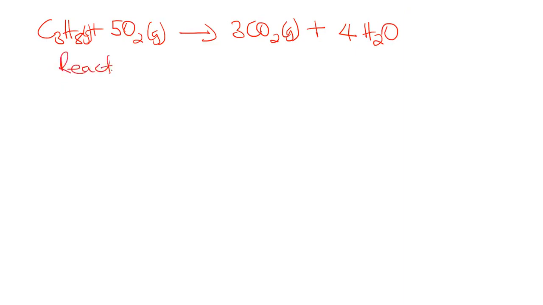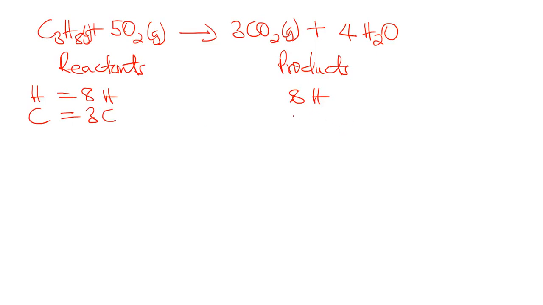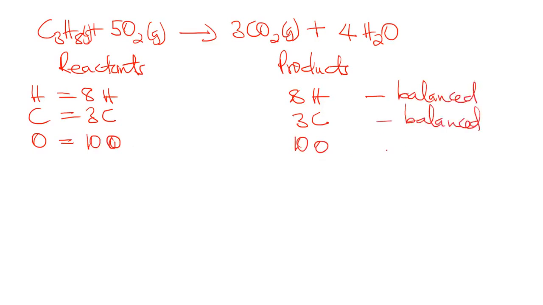So let's do the accounting again of the atoms. So reactants, products. Reactant, hydrogen, we have 8 hydrogens. Product, we also have 8 hydrogens. Carbon, we have 3 carbon. Product, we also have 3 carbon. Oxygen, we have 10 oxygen. Product, we also have 10 oxygen. So this one is balanced. This one is balanced.